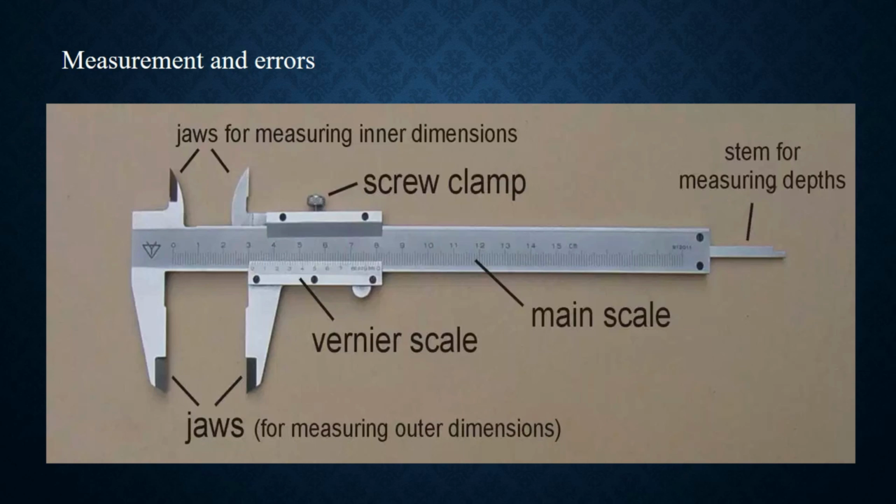The reading on the sliding scale is found by counting the number of divisions to the alignment and multiplying by the precision of the caliper. The precision of the caliper can be found by dividing 1 millimeter by the number of divisions on the sliding scale. The final reading is determined by adding the reading on the sliding scale to the reading on the main scale.